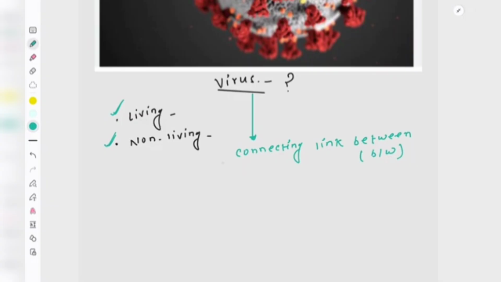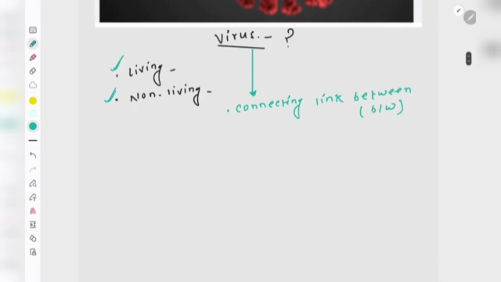So viruses are basically the connecting link between living and non-living. Now what does it mean? What do you think? What is the meaning of connecting link?